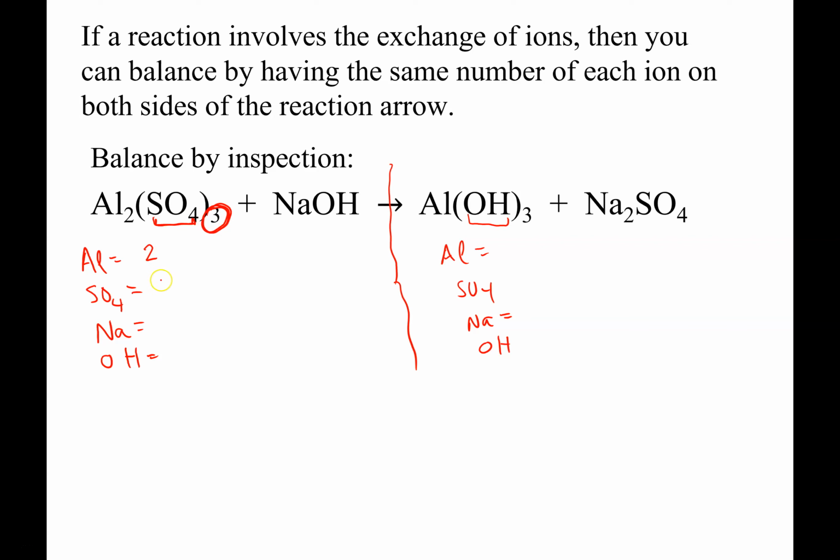3. I have 3 SO4s. How many NAs do I have? Just 1. And how many OHs do I have? Just 1. Perfect. On the product side, how many ALs do I have? Just 1. Yep, because this 3 only applies to the OHs. Yep, we just have 1 AL.